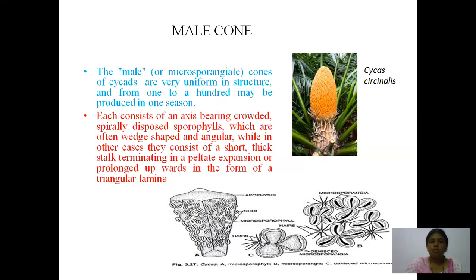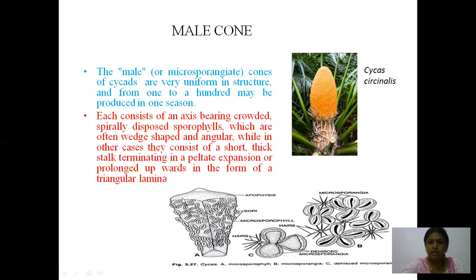The male cones of cycads are very uniform in structure and from 1 to 100 may be produced in one season. This is the picture of Cycas circinalis male cone. Here you see there is a central axis, and around it the cone is very compact and spirally arranged. These are microsporophylls, which are arranged spirally along the central axis.